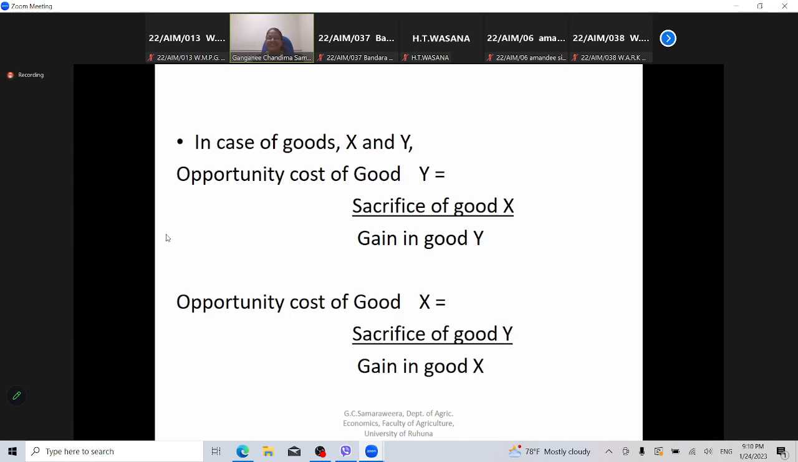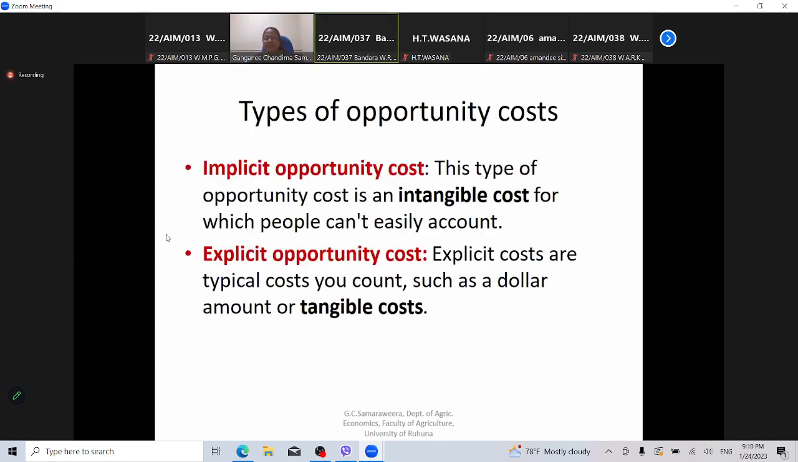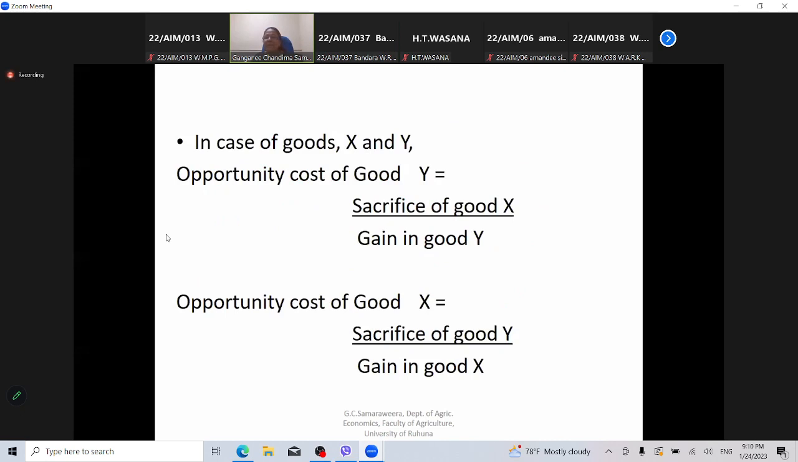Excuse me. Yes, any problem, Bandara? Can you please describe it with an example? Okay, please. Very good, yes, with an example. Let's say we clearly get the equation, yes, this equation. Let's say good Y, good X. For familiar examples, I will take your smartphone and your laptop. Is it okay?